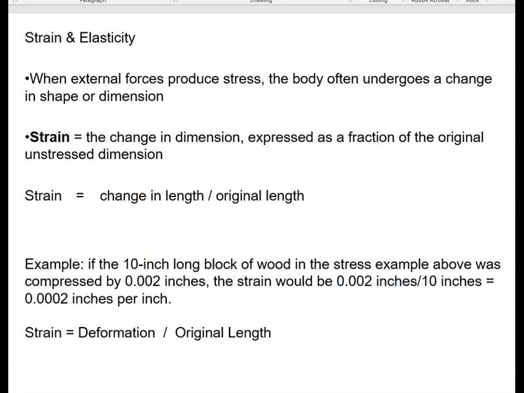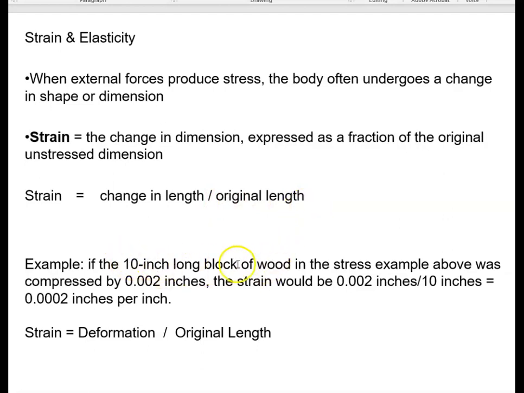Okay, now I'm jumping into the final slide. When external forces produce stress, the body often undergoes a change in shape or dimension. We just discussed the stress, that 1,000 pounds being loaded on the edge of that block, and something's going to happen. Strain is what occurs: the change in dimension expressed as a ratio of the original unstressed dimension. So we have the stress that's being applied, and what results is change, which is strain. That is the change in length divided by the original.